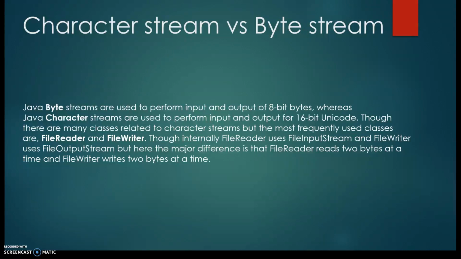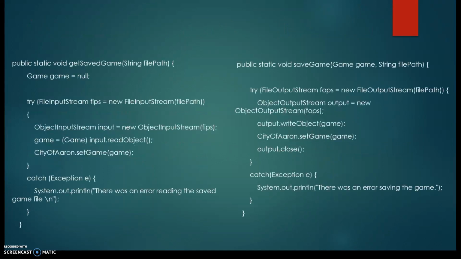Java byte streams are used to perform input and output of 8-bit bytes, whereas Java character streams are used to perform input and output for 16-bit Unicode. Though there are many classes related to character streams, the most frequently used classes are FileReader and FileWriter. Though internally, FileReader uses a FileInputStream, and FileWriter uses a FileOutputStream. But here the major difference is that a FileReader reads 2 bytes at a time, and a FileWriter writes 2 bytes at a time.